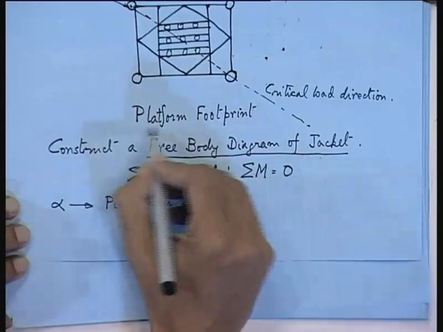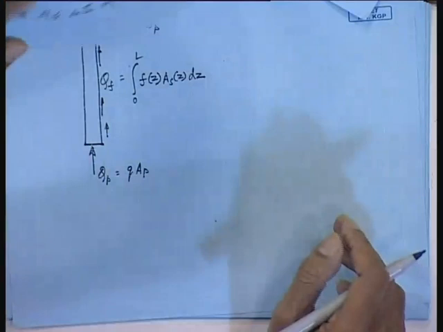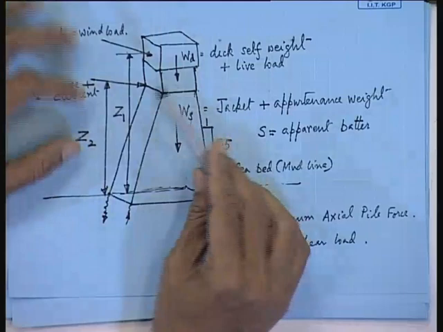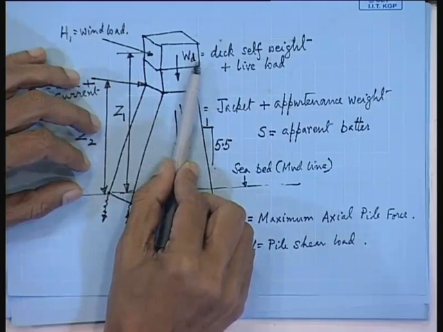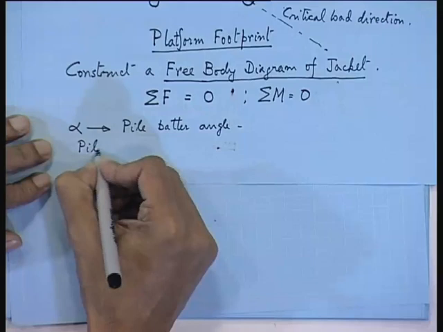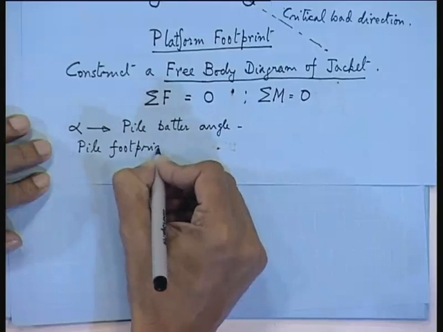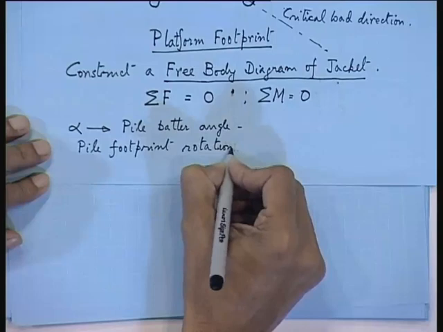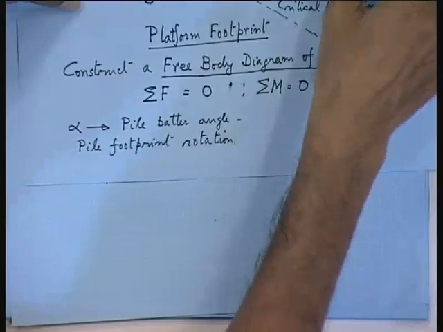Now what is going to happen to this? Suppose your load is coming from this direction, what is going to happen to the jacket? That means this jacket is going to rotate like this. So it is trying to topple over. The toppling will be caused by the overturning moment. So the pile footprint is going to rotate. Once you decide which is the rotation, it is going to rotate about this arm.